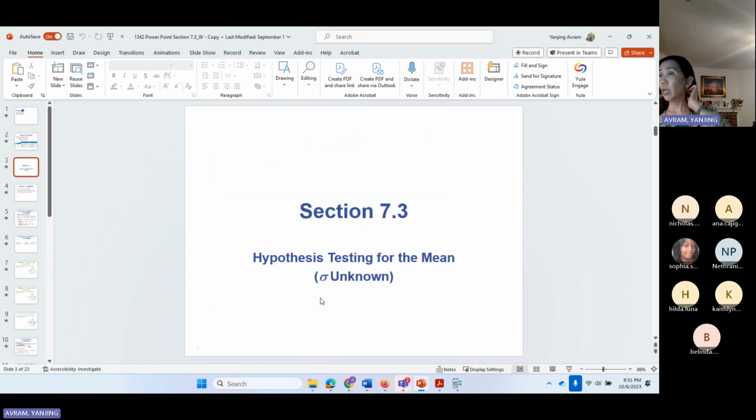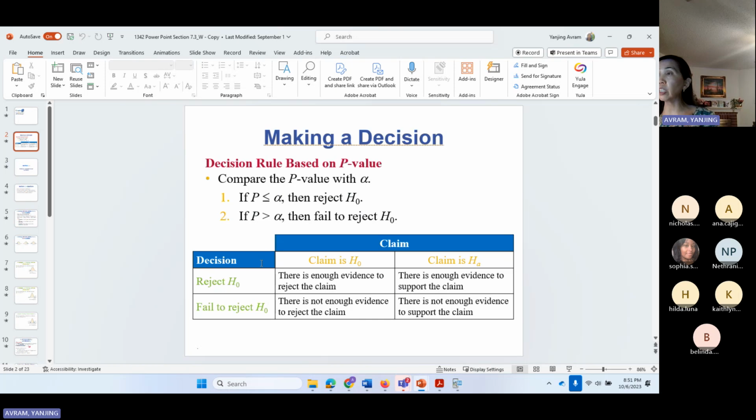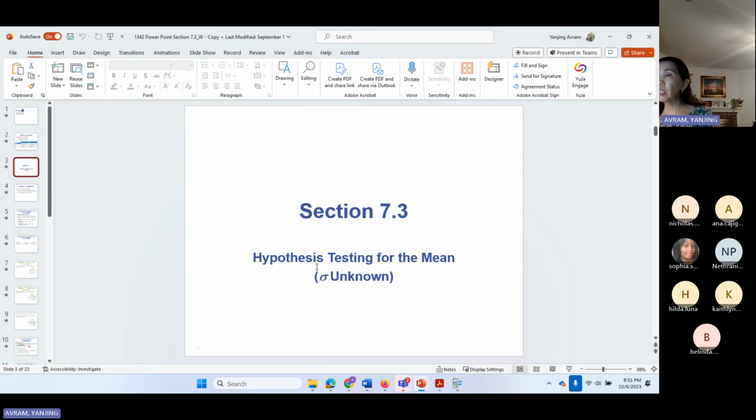For section 7.3, even though we have a t-test for this one, we're still gonna use this same table, all right? So the good news is the process for hypothesis test is all the same. We're still gonna be able to find the p-value and compare it with alpha. We still have to identify the null and alternative hypothesis, okay? So the only difference here is we're gonna use a different test, all right?